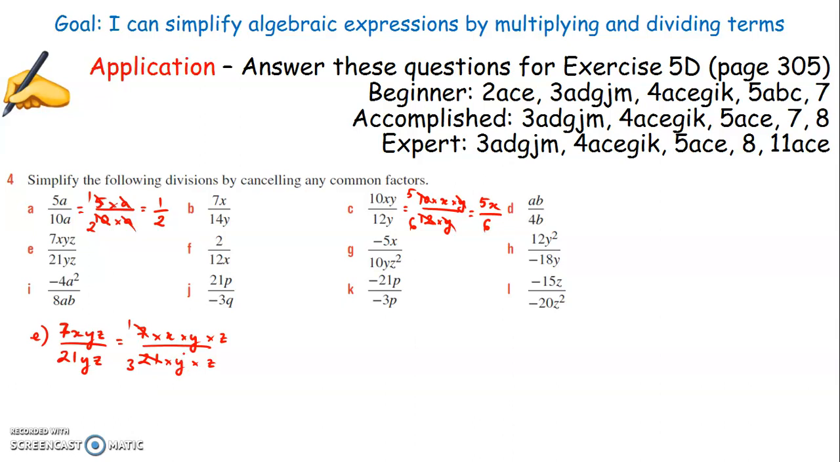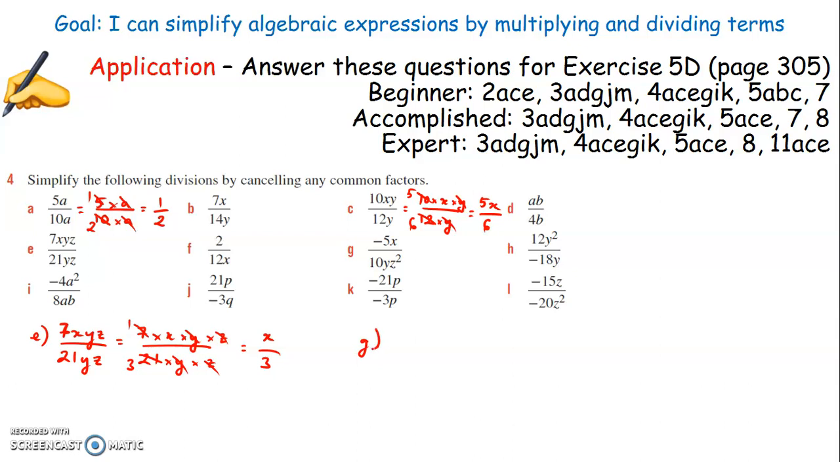Are there any letters that are the same at the top and the bottom? We have y here, so cancel that, and z. At the top we have 1 times x, so 1x. We don't have to write the 1, so that's just x. And at the bottom we have 3 left. So it's simplified to x over 3.